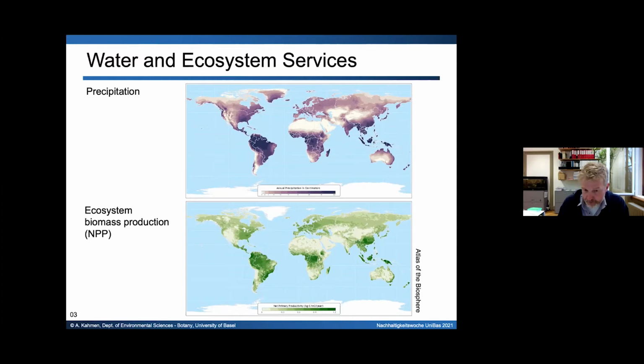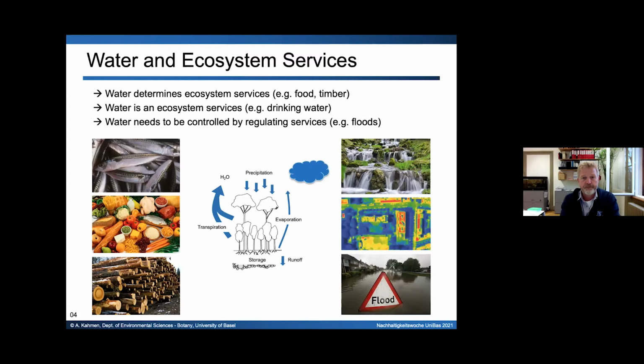Now, as a consequence of that, water is responsible for many of what we call ecosystem goods and services that we as society depend on. I just want to list a few here. First of all, water, of course in the oceans, but also in fresh water, is home to animals that we extract from these aquatic systems and use as food, like these fish here.